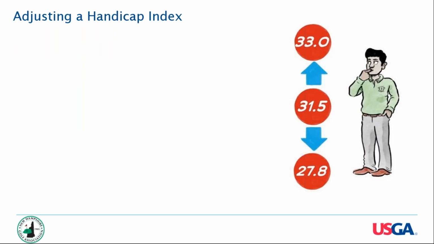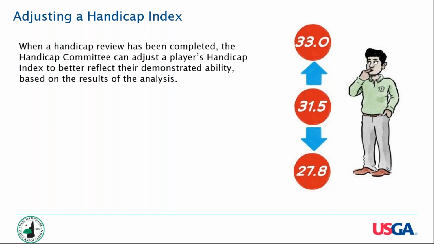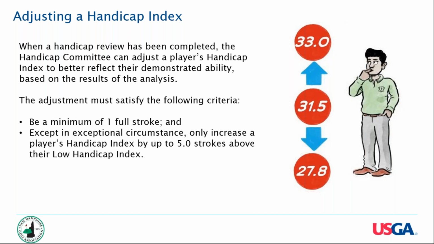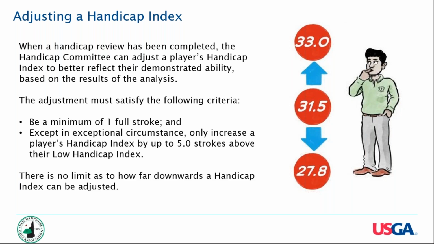All right, so the handicap committee has the ability to adjust the handicap index. When a handicap review has been completed, the handicap committee can adjust the handicap index to better reflect their demonstrated ability based on the results of the analysis. Adjustment must satisfy the following criteria: be a minimum of 1 full stroke, and except in exceptional circumstances, only increase a player's handicap index by up to 5 strokes above their low handicap index. There's no limit, again, as to how far downwards a handicap index can be adjusted.